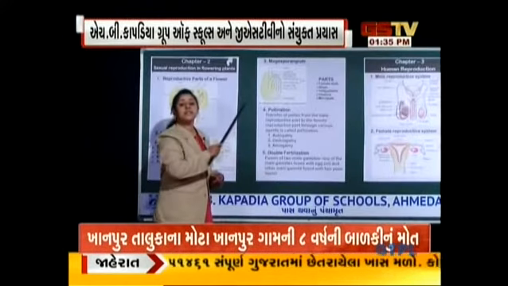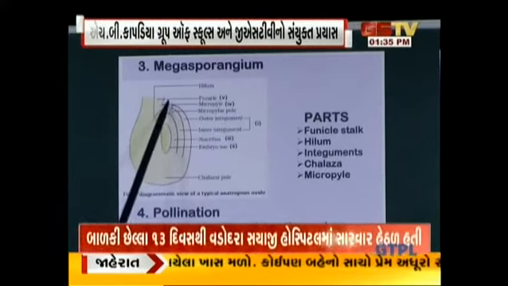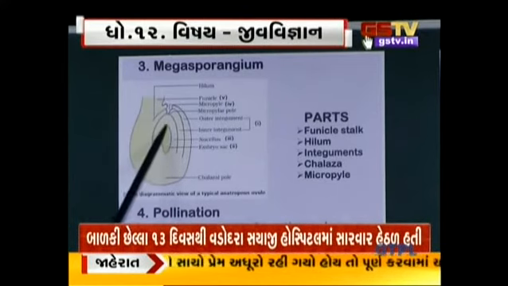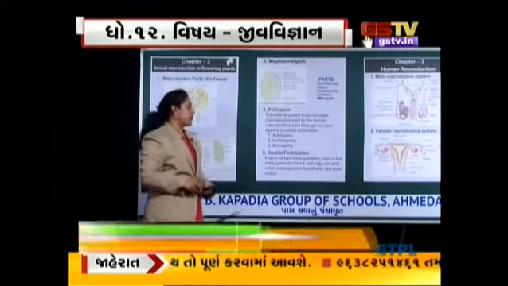So why is there a small gap? Because it is the structure through which the pollen tube is entering. Through the pollen tube, gametes are entering and the fertilization process will take place.